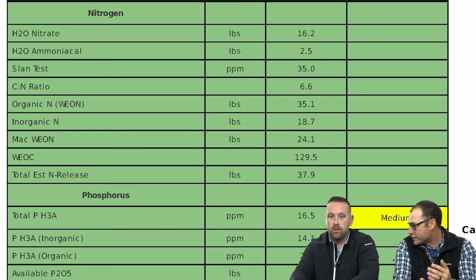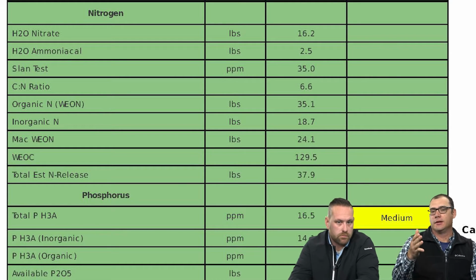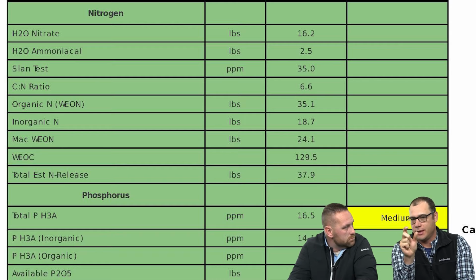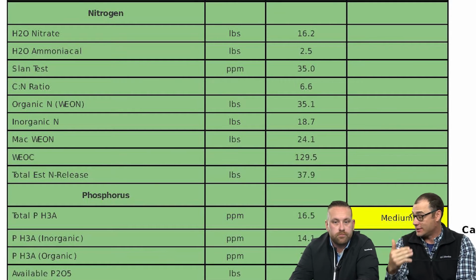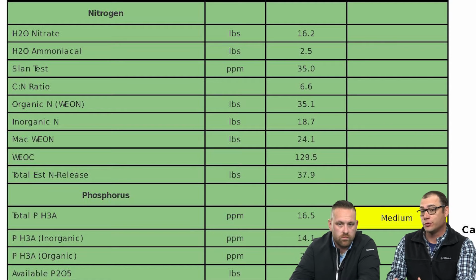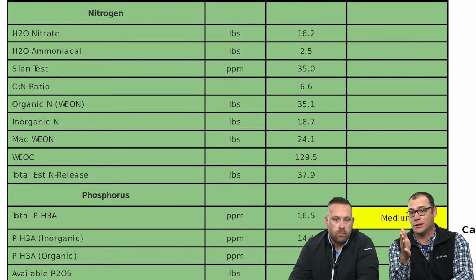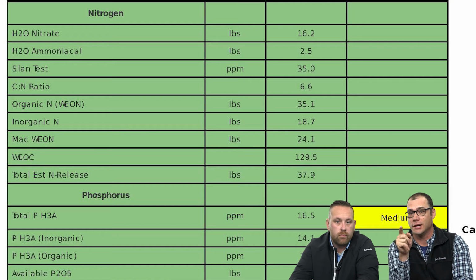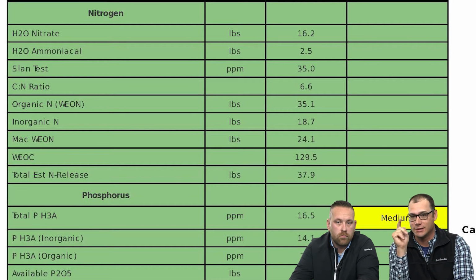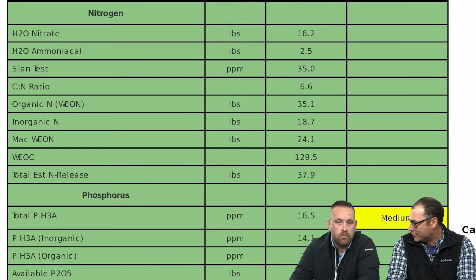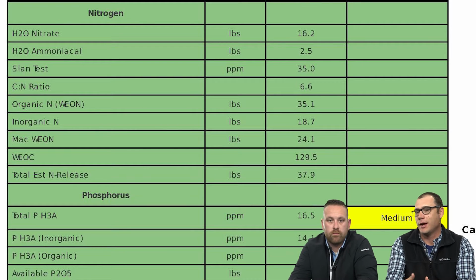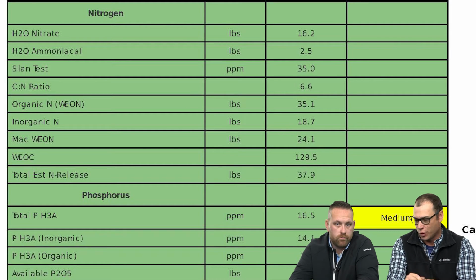So if we stop right here for a second on this nitrogen section, and just real quick, say, a nitrogen recommendation on this soil sample. And I think this is something that we want to go deeper into as we go through the series. But if we just look at this test right here, Bodie, what do you see? I see a 35 SLAN, I see a 6.6 carbon to nitrogen, and I've got 38 pounds of estimated nitrogen release. So if you're going to apply nitrogen based on this sample right now, just real quick, are you putting it up front? Are you side dressing some of this?